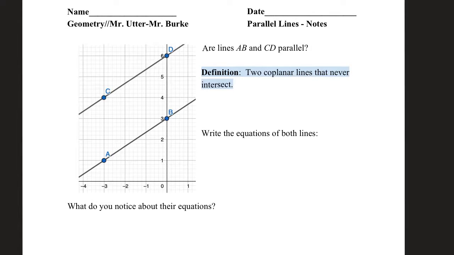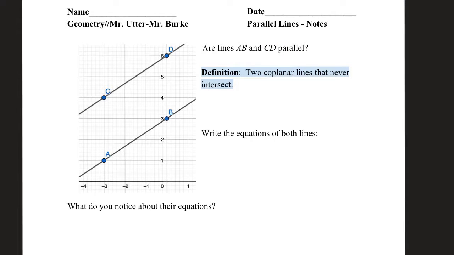Hello everyone, welcome back. In this video, we're going to take some notes on parallel lines. All right, so we have a picture here and we have lines A and B as well as C and D. And we want to know, are these lines parallel?